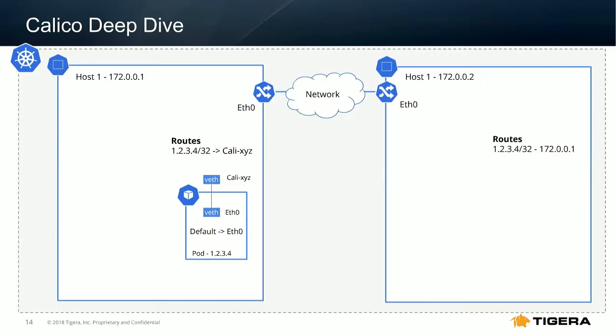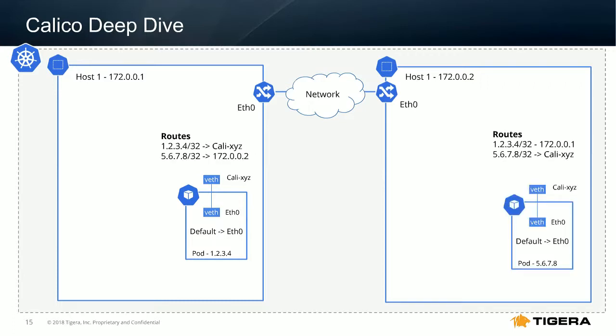And obviously, if we have multiple pods, we would have a similar setup for the other pods. So we have a second pod on that second host, 5.6.7.8. You're similarly going to see a route to the Kali interface on that host 2. And then from every other host, we're going to have to route to host 2 for that pod IP, and then on to the Kali interface. So this is just a microcosm, if you will, of what your route tables look like across your Kubernetes cluster.